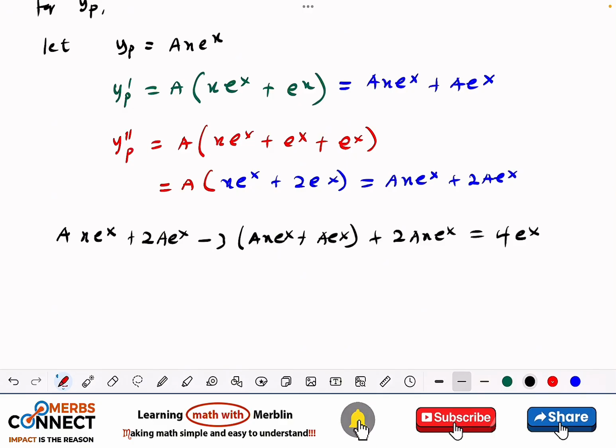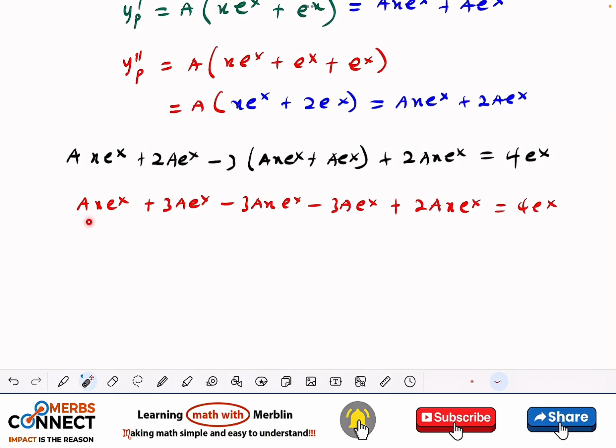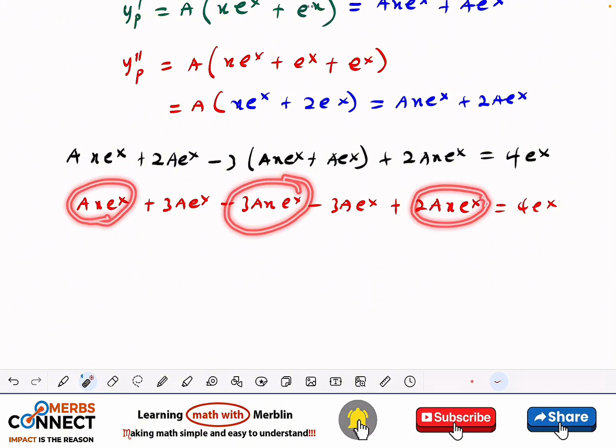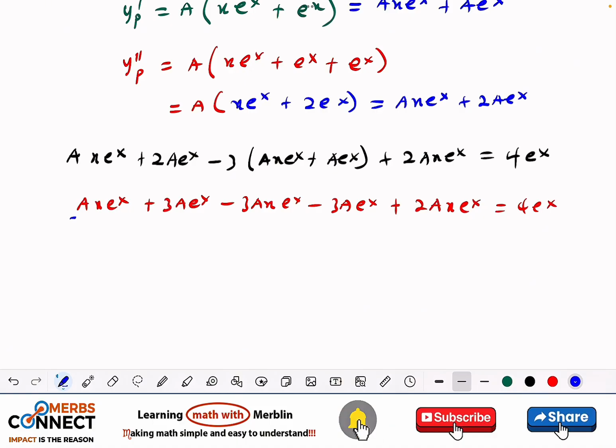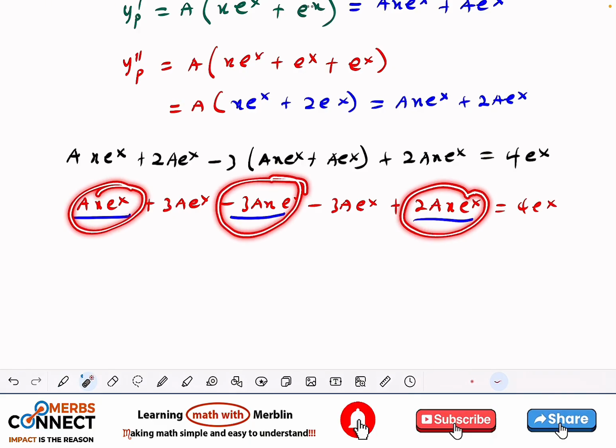So now let me try and simplify it, and I'm going to have ax e to the power x minus 3ax e to the power x minus 3a e to the power x plus 2ax e to the power x, which is equal to 4 e to the power x. So can we group some like terms? This and this and this are the same. Can you see that? This and this and this are the same, and it will be 0, right? Because this plus this will be 3 minus this will be 0, right?